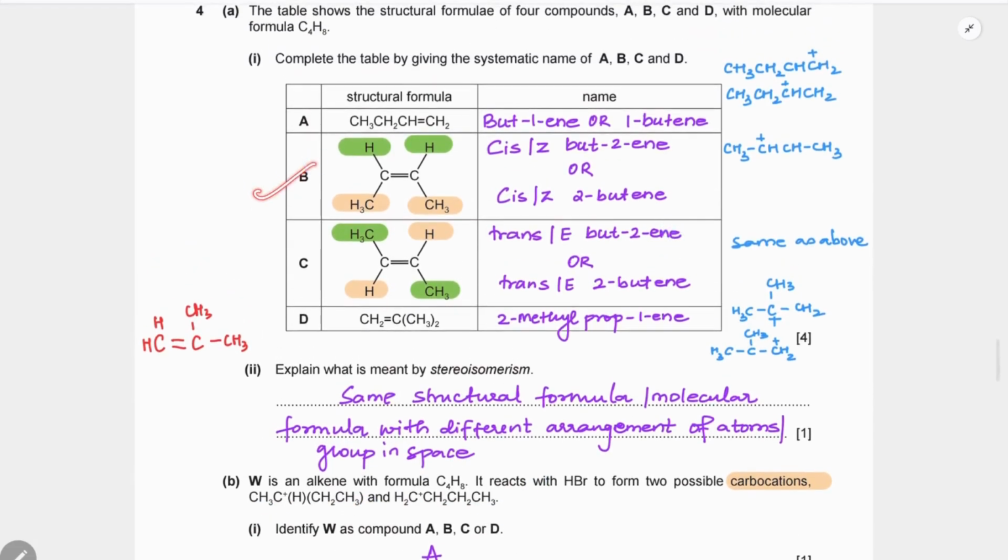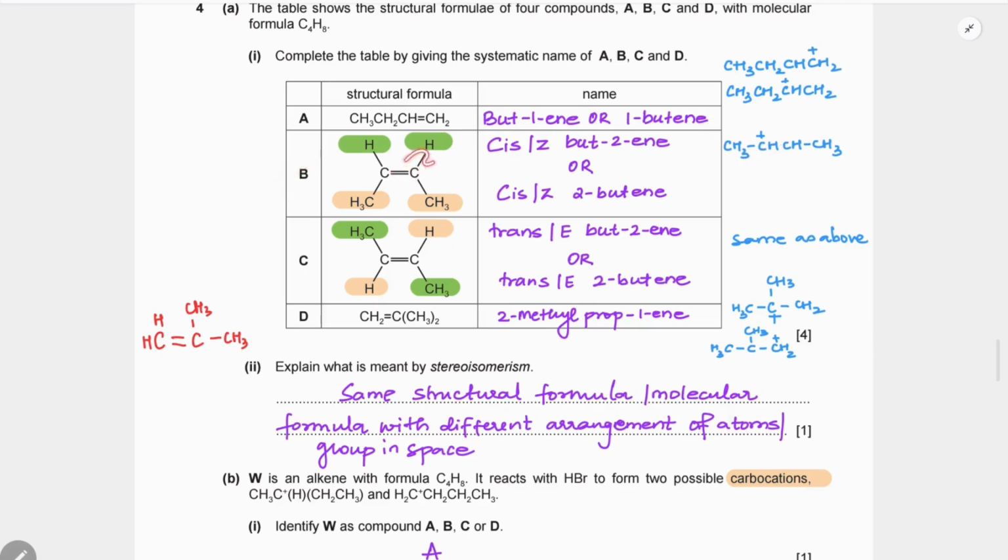Talking about B, I'm not going to get it, because if I want to break this, I'm going to get the carbocation over here. The same is going to be for C. For D, I'll get 2 exactly with this. So I can get it over here, or I can get it over here as a carbocation. So the final answer is A.